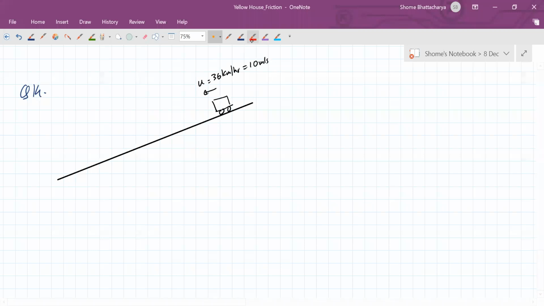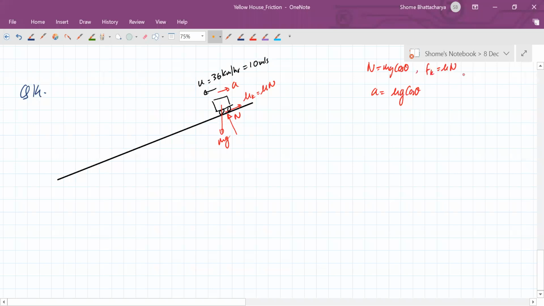When the hard brakes are applied, it starts skidding. So when it starts skidding, this is kinetic friction that acts. So that is mu n. So as a result of that, it will start decelerating. So you'll see the deceleration will come out to be mu g cos theta, because normal reaction is mg cos theta. Kinetic friction is mu n. So it will be equal to ma. So that is what your free body diagram will show you.